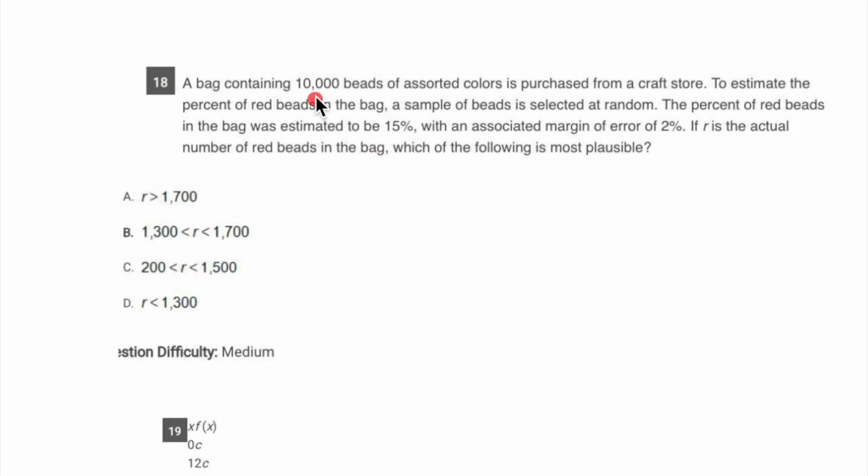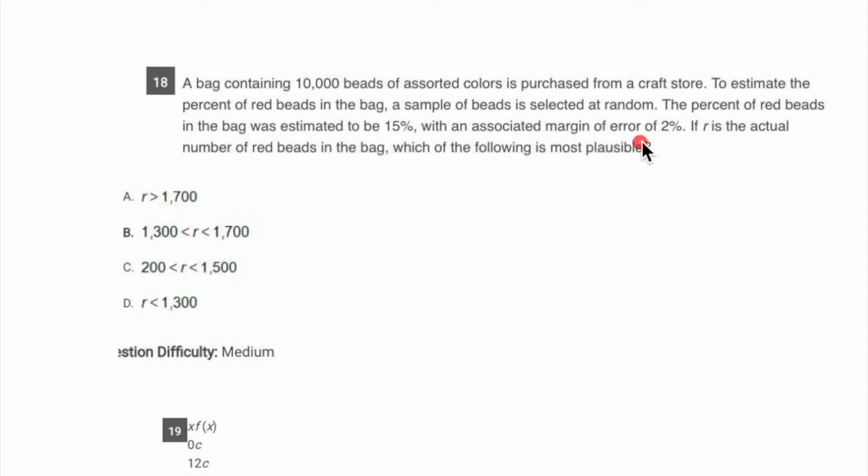A bag containing 10,000 beads of assorted colors is purchased from a craft store. To estimate the percent of red beads in the bag, a sample of beads is selected at random. The percent of red beads in the bag was estimated to be 15% with an associated margin of error of 2%. If R is the actual number of red beads in the bag, which is the most plausible? Okay, we're looking for a range here. We have a 2% margin of error.